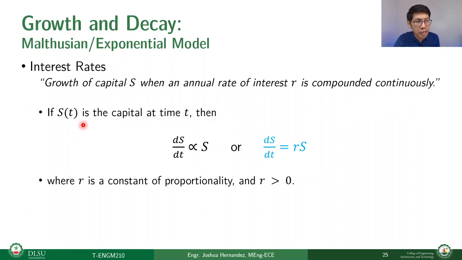Now, if S of T is the capital at time T, then the rate of change of that capital S is proportional to the total capital S. So kung may relationship yung rate of change at saka yung total capital, then again we can introduce a proportionality constant we can call R, where R is a constant of proportionality in that R is greater than zero. Okay.